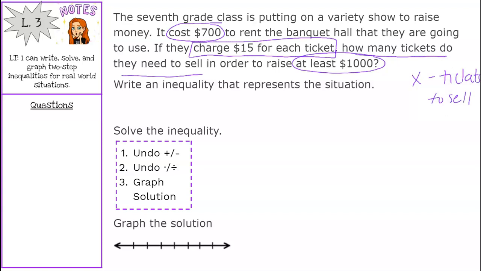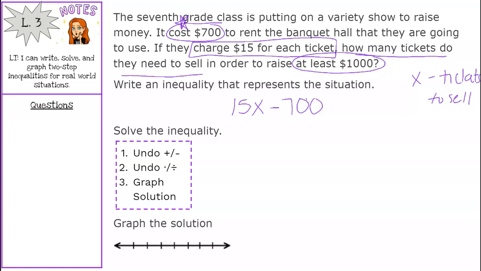So let's write that inequality to represent the situation. So we know they're going to charge $15 for each ticket. So we can do 15 times x. But then before they make the money, they had to spend money. They spent $700 to rent the banquet hall. So that's going to be negative money or subtraction. So we're just going to subtract $700 from that because they're going to have to use that money to pay for the banquet hall.